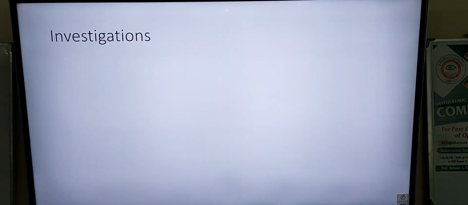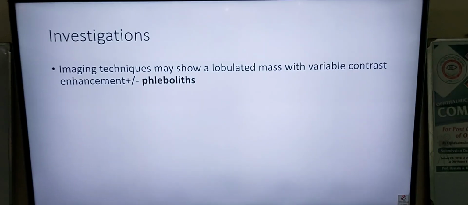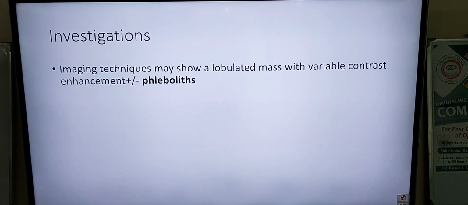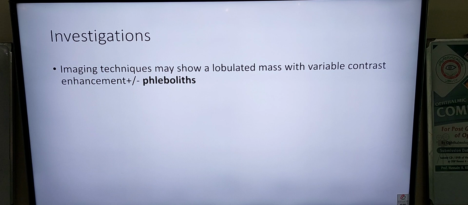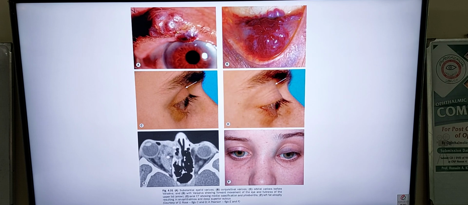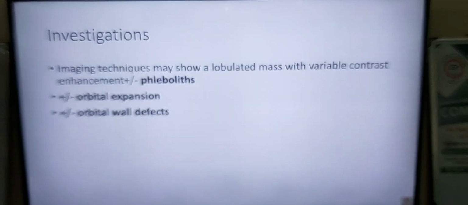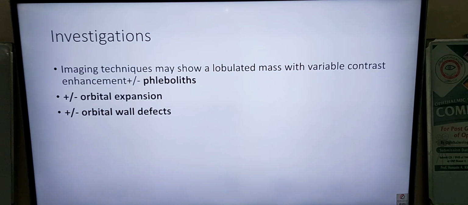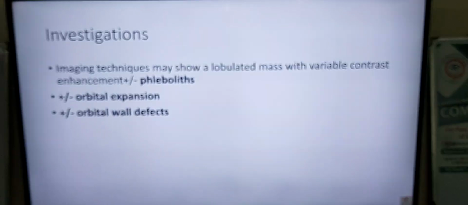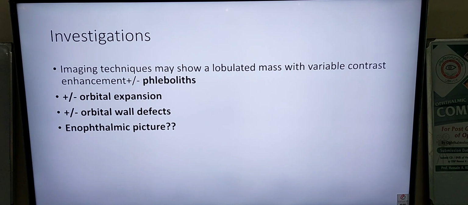Now we'll come to the investigations. Imaging techniques may show a lobulated mass with variable contrast enhancement with or without phleboliths. Phleboliths are basically stones or calcium accumulation. This is a picture of phleboliths. Image E shows the white spots, which are actually stones occurring in the dilated vessels. Secondly, there may or may not be orbital expansion, and thirdly, there may or may not be orbital wall defects.